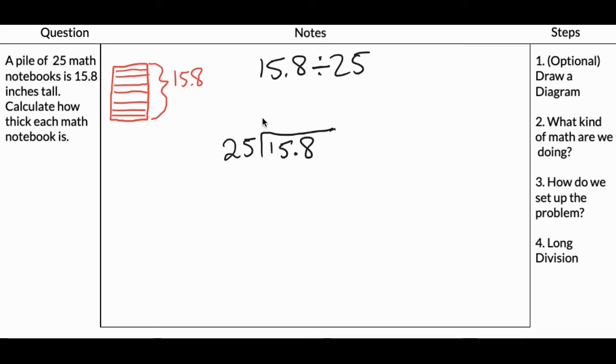Now once we have it set up correctly, we know that this is already a whole number, so we don't have to worry about moving decimals anywhere. The decimal is going to be matched up in the dividend and in the quotient here. And so now we're just going to be doing our long division.